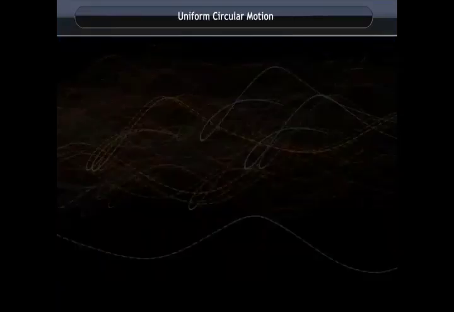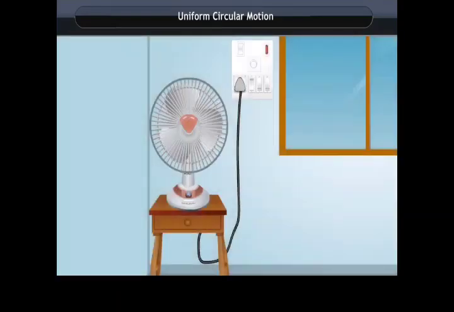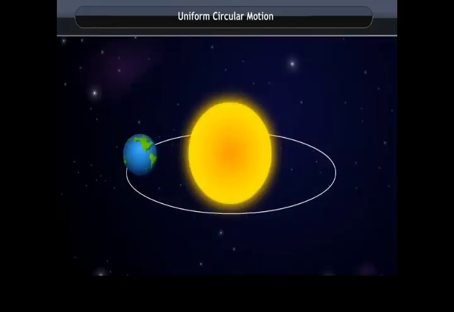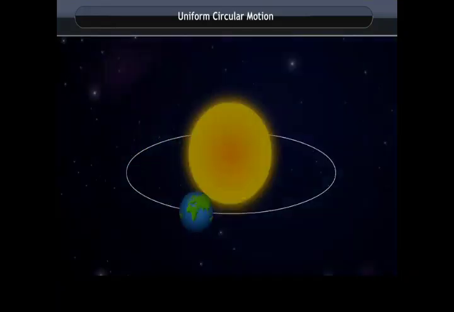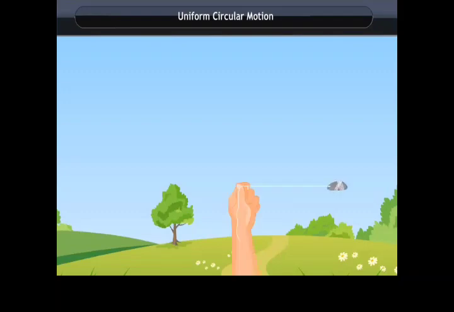Uniform circular motion. Circular motion means when an object is moving along a circular path. Example, motion of blades of an electric fan, Earth moving around the sun. Let us explain with help of an activity. Take a string and tie a stone at one of its ends. Hold its second end in your hand and whirl so that the stone performs a circular motion. Speed of the stone should remain the same throughout the motion. So the motion of the stone is uniform circular motion.